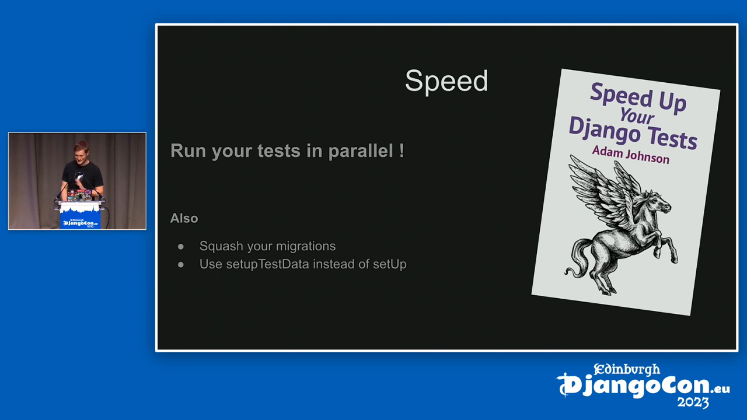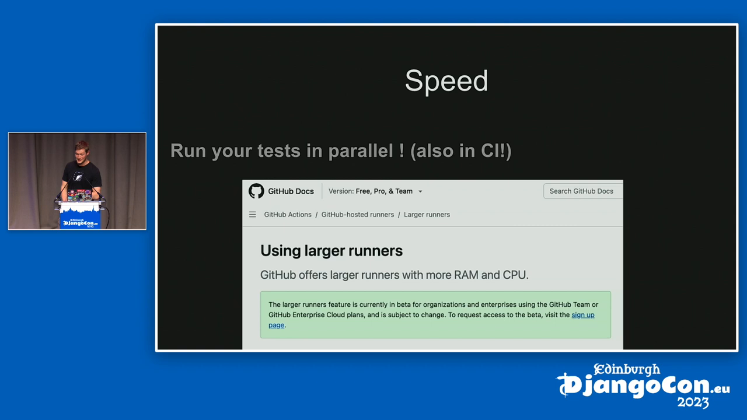And I'll use just another slide to say you should be doing this in CI as well, obviously. The one thing that might be less obvious here is that the default GitHub Actions CI runner, which is what we use, I think gives you 2 cores. So you can run in parallel, but you can also get larger runners with 8 cores or 16 cores. And GitHub will charge you a bit more for that, but it's worth it for the overall productivity.